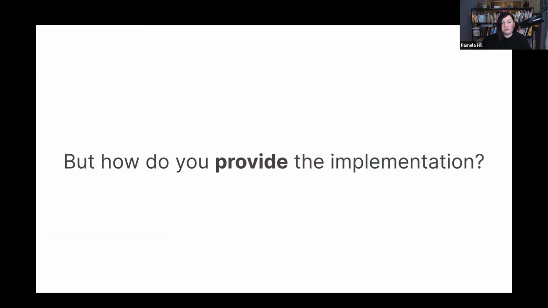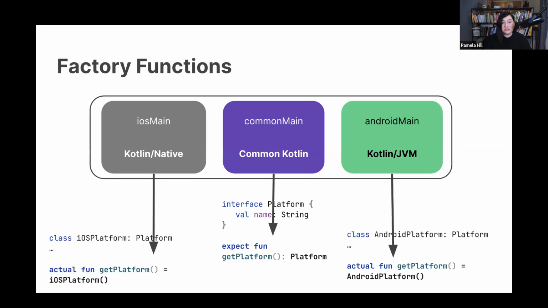But how do you actually provide this implementation to the rest of your app? Well, firstly, you can have factory functions. So in common main, you can define a function called expect fun getPlatform that returns something of type Platform. And then in Android main, you can have that actual fun getPlatform that returns AndroidPlatform. And on the iOS side, it would be IOSPlatform. So it's a factory function providing the platform specific implementation.